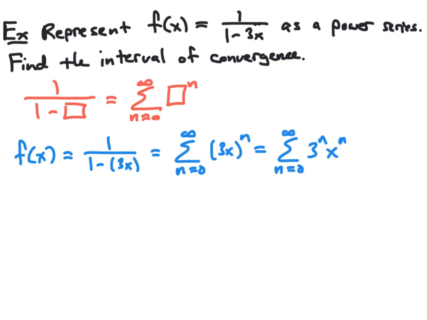If we wanted to write out the first several terms of this series, we can just start by evaluating our formula 3 to the n times x to the n at n equals 0. When we do that, we of course get 1. When n is 1, we get 3 times x.